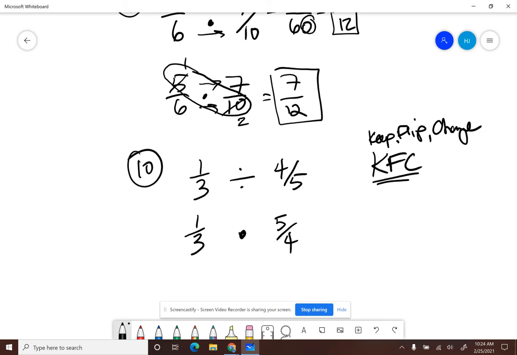And now from this point, again, all we have to do is the same step we did on problem number 9. We just multiply straight across. So 1 times 5 is 5, and 3 times 4 is 12. There is my answer for that particular division problem. All right, 2 more to go.